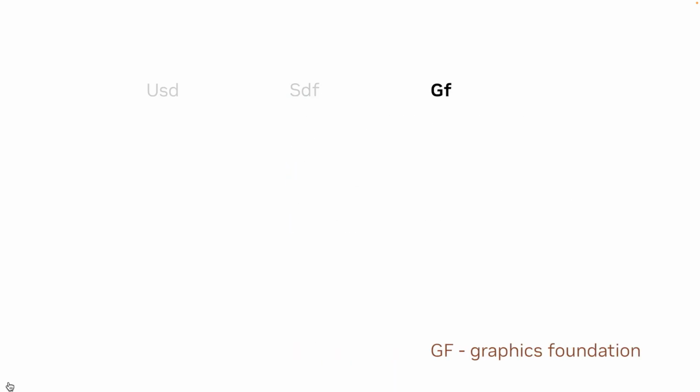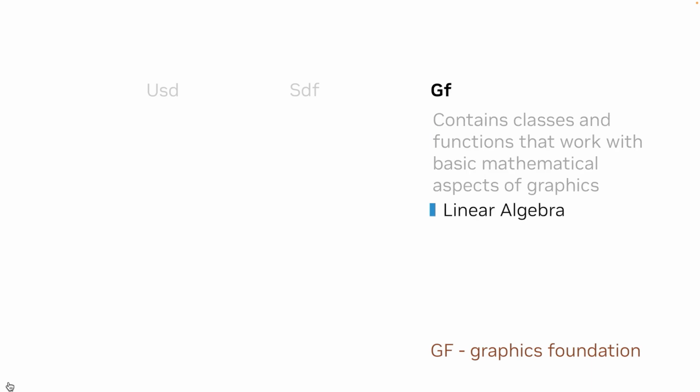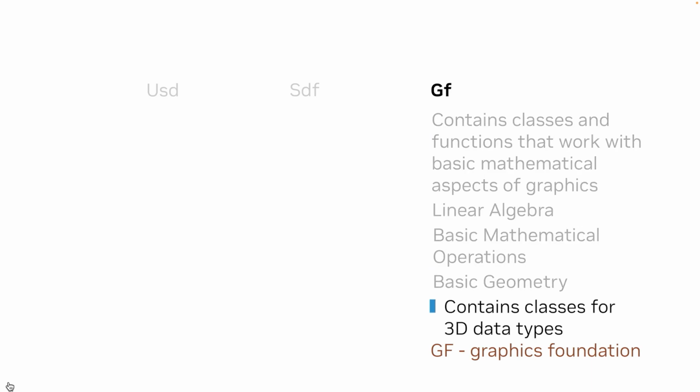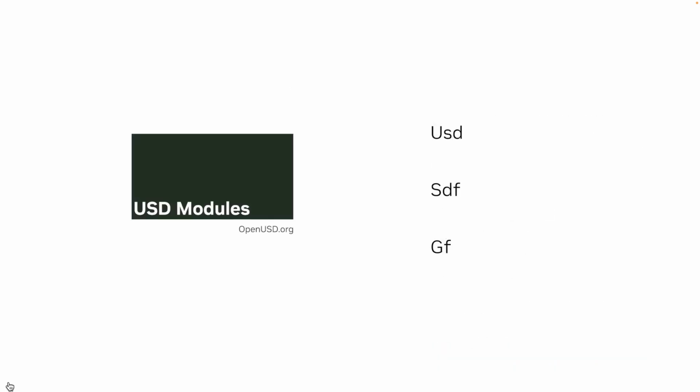GF is the graphics foundation and contains the foundation classes and functions that contribute graphics, like linear algebra, basic mathematical operations, and basic geometry. This module contains classes for 3D data types that you will use for getting and setting particular USD attributes. Now, you should be more familiar with the commonly used USD modules for OpenUSD development to start exploring the OpenUSD API on your own.